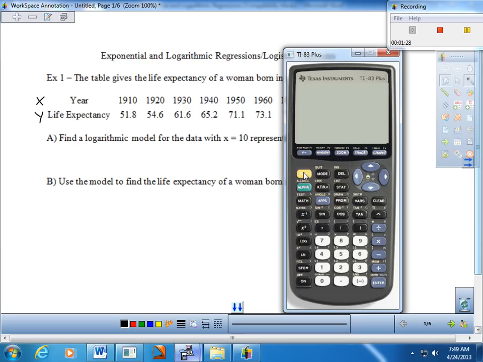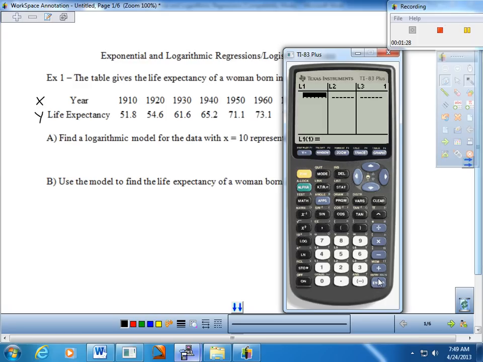So first order of business, guys, is go into your y equals. Just make sure anything you have in there is cleared out. Let's turn the stat plot on. So I'm going to just do it right here. Just go ahead and hit enter on that. And so now this should be highlighted. And hopefully it's set up as L1 and L2. And so then let's go ahead and get our data in place.